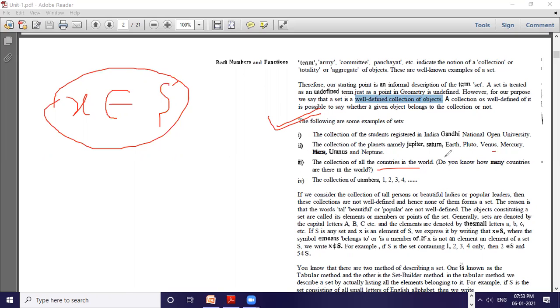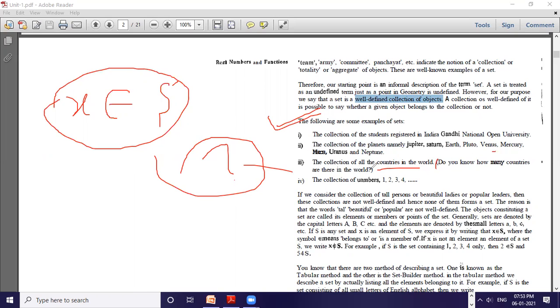Let me ask you one GK question here. How many countries are there in our world? हमारे जो world है कितने countries हैं? If you know this, then please comment it. Okay, मैं नहीं जानता हूँ इसलिए पूछ रहा हूँ आप लोगों को.